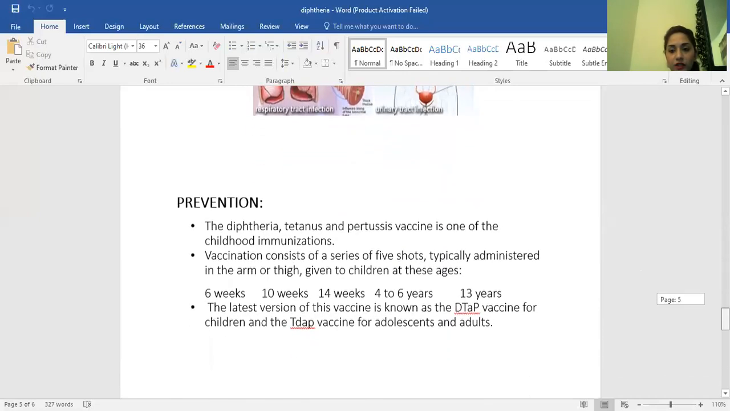How can we prevent it? It can be prevented by vaccination that is included in our EPI schedule along with the two other potential vaccines, that are tetanus and pertussis, and diphtheria. They are given in combination at 6 weeks, 10 weeks and 14 weeks, and then a booster is given at 4 to 6 years and then at 13 years.